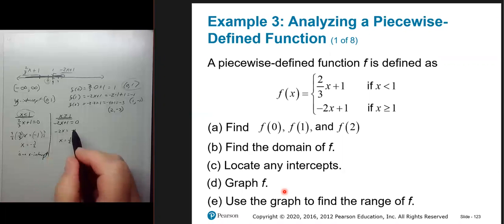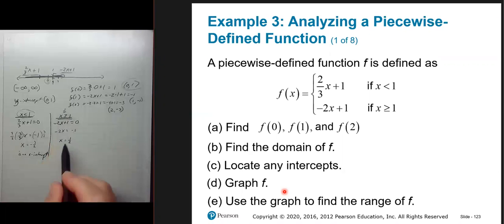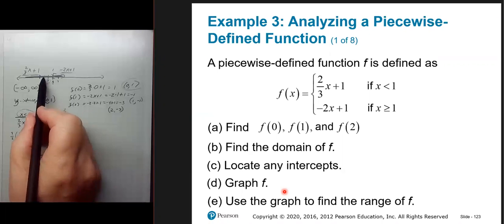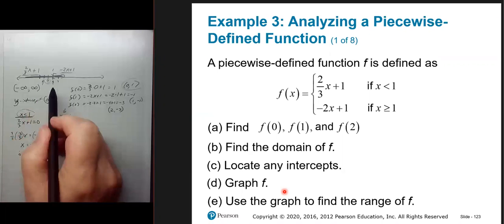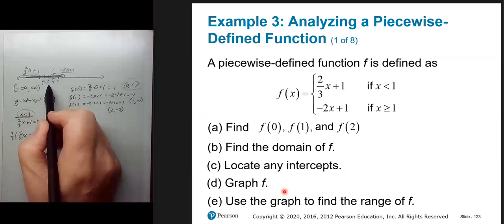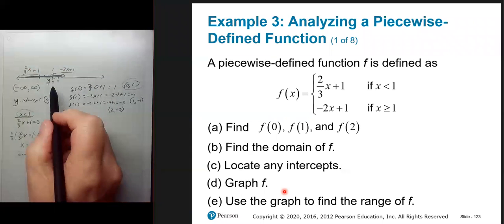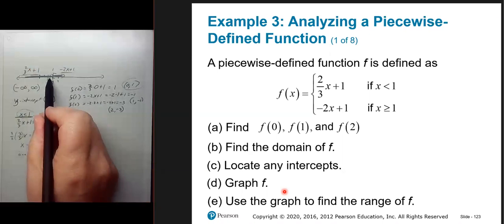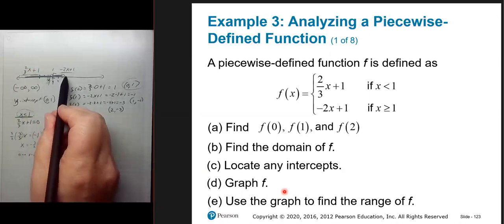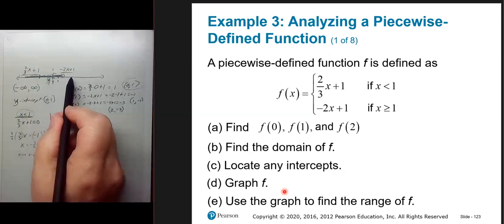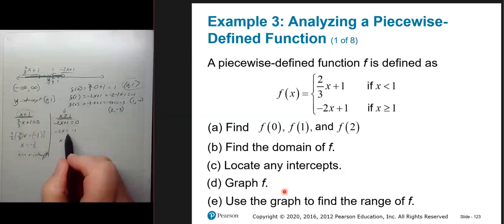Now, negative 1/2 is not in that domain. Negative 1/2 is down here. I mean, positive 1/2 is down here. So it's not in this portion of the domain. So I can't use it. Can't use that. It's extraneous. So we just have 2 intercepts.